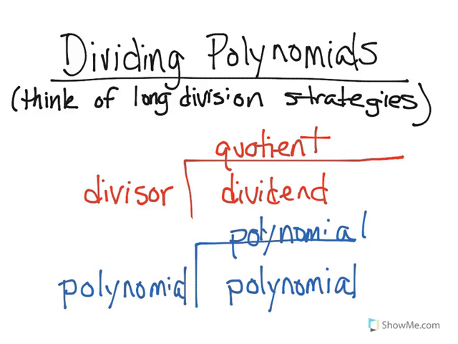We are going to divide polynomials, and I'd like you to think of long division strategies when we're doing this. We are actually going to put a polynomial in as the dividend. We'll have polynomials as the divisor, and our end result, our quotient, will also be a polynomial.